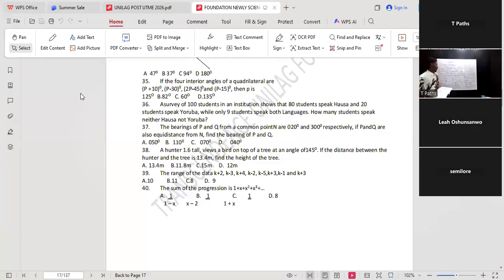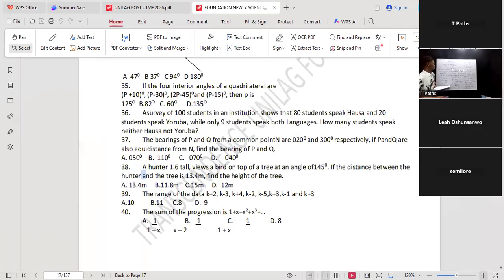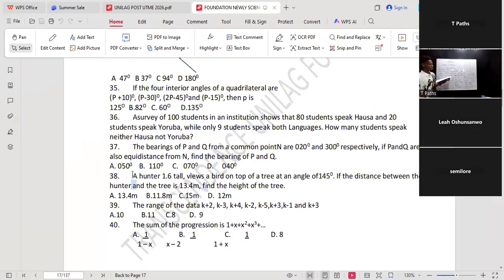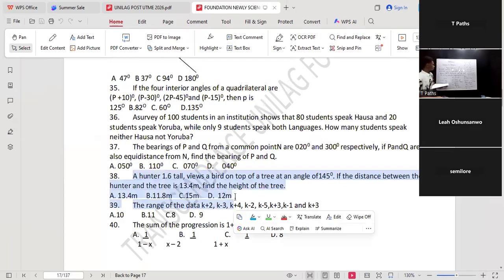All right, so this is the question. Let me just screen this part. A hunter is 1.6 meter tall, right? A hunter is 1.6 meter tall, views a bird on top of a tree at an angle of 145 degrees. If the distance between the hunter and the tree is 13.4 meters, find the height of the tree.